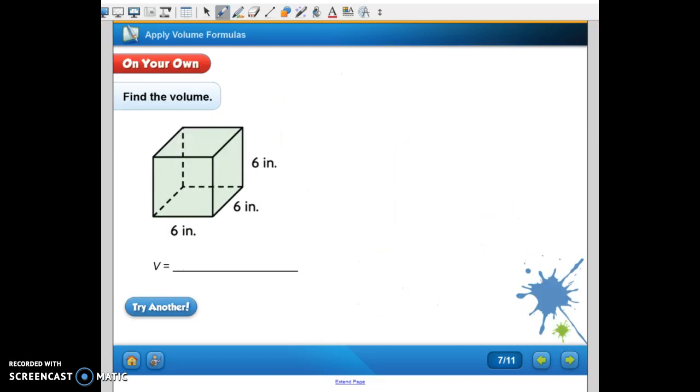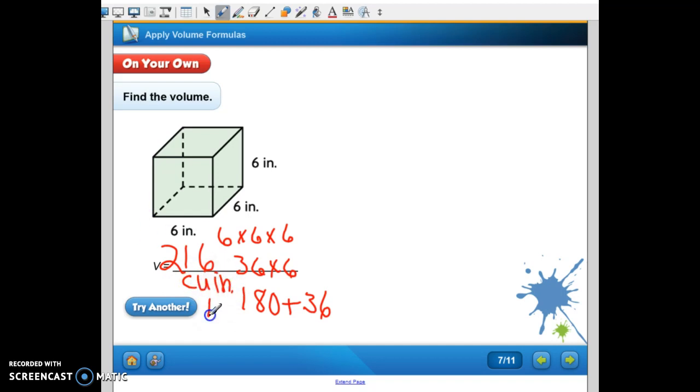Okay, this is number 3. So we're going to have 6 times 6 times 6. 6 times 6 is 36. Times 6. Now, if you want to do it this way, what's 6 times 30? 180. And what is 6 times 6? 36. So you could add it like that. 6 and 8 and 3 is 11. You have to regroup a 1. 216 cubic inches or inches cubed.